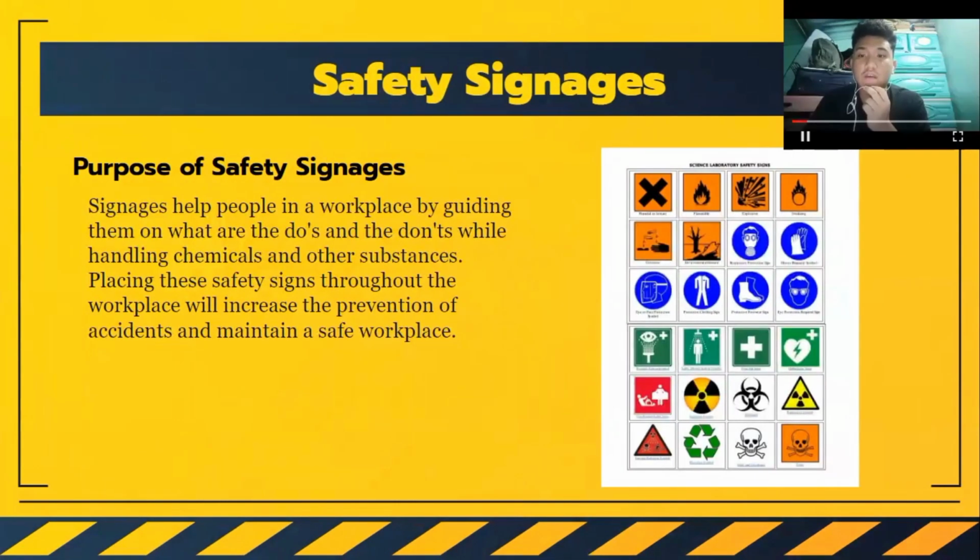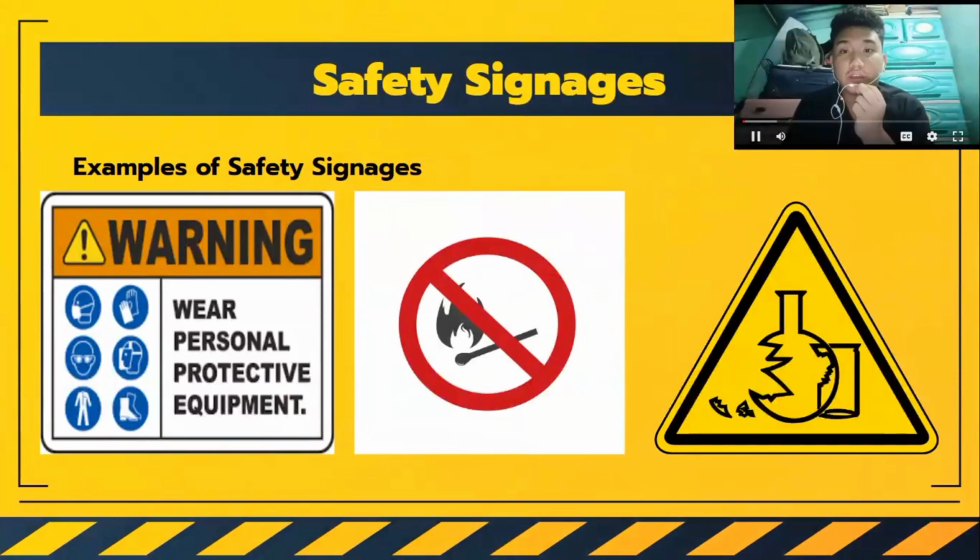Safety posters. Safety signs help people in a workplace by guiding them on what the do's and the don'ts are while handling chemicals and other substances. Placing these safety signs throughout the workplace will increase the prevention of accidents and help maintain a safe workplace. These are examples of safety signages.